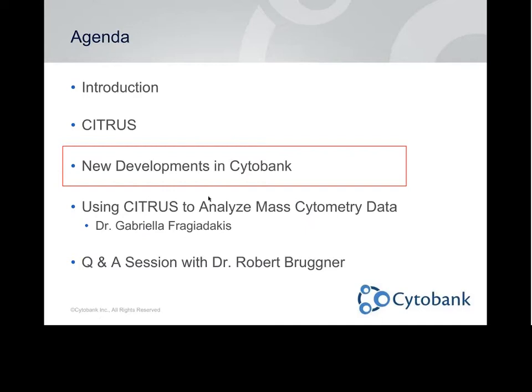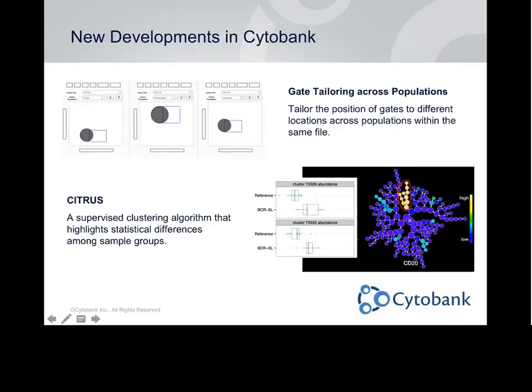So now briefly, some new developments in Cytobank. We talked about Citrus. We also have gate tailoring across populations. This is a more traditional method for looking at gates on functional endpoints. You don't have to draw 5 gates now on your phospho markers. You can just draw one and tailor it to its parent population.